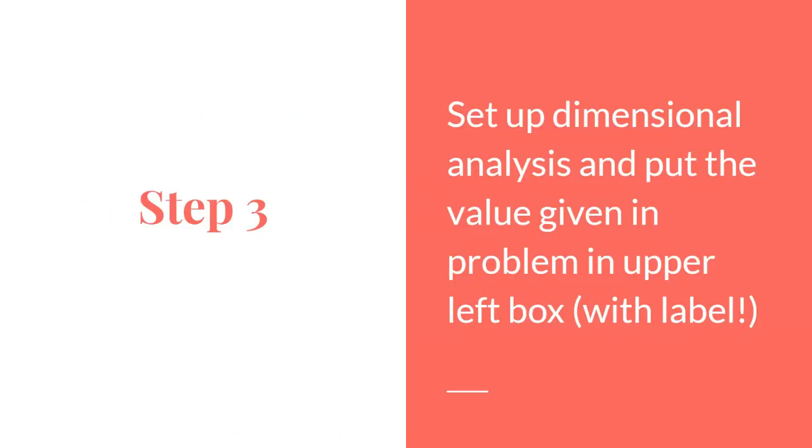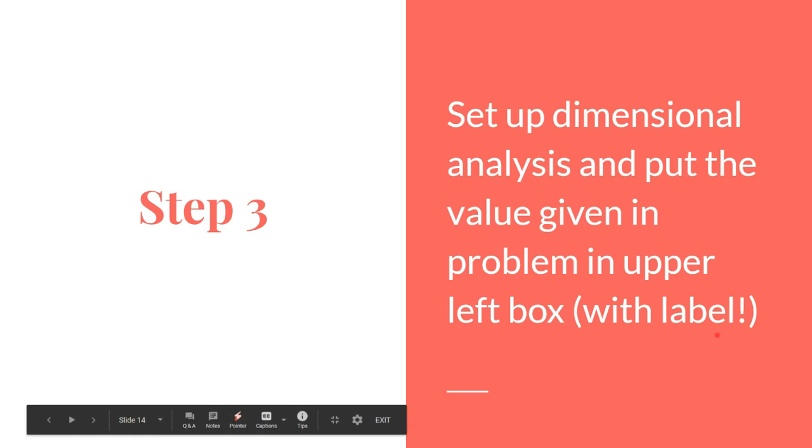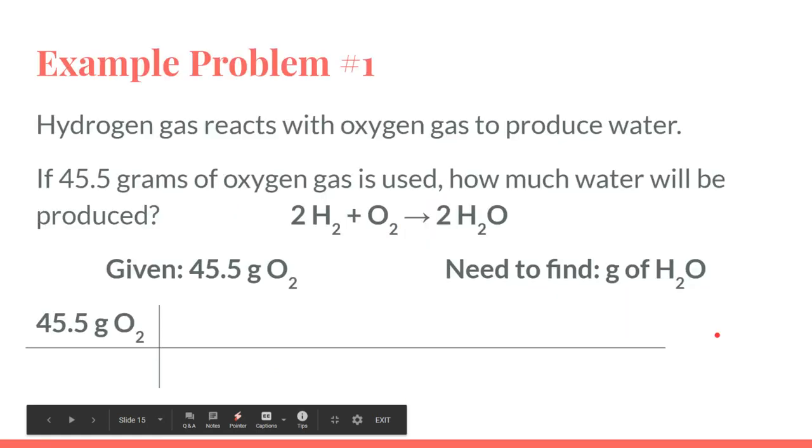Step 3 is to set up dimensional analysis. I told you it's coming back. And we are going to put the value that we were given, so the starting value, in the upper left-hand box. And it's really important that we put a label on it. So let me show you what I mean by that.